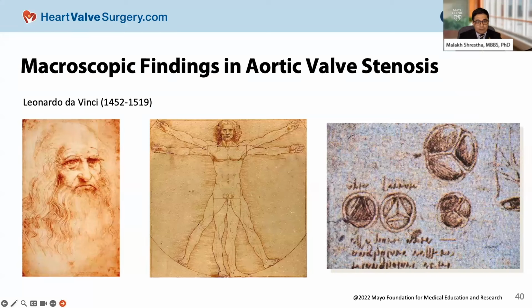So way back, if you go 600 years ago, Leonardo da Vinci, the great Italian artist, actually did a lot of anatomic dissections and also studied the aortic valve. So these are the drawings of Leonardo da Vinci, and he found out at that time, 600 years ago, how the aortic valve functions.